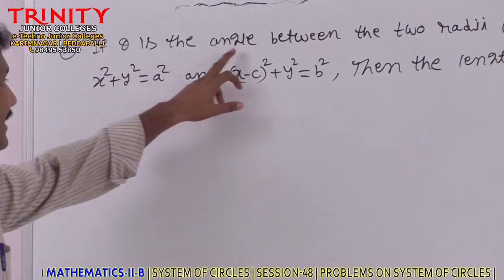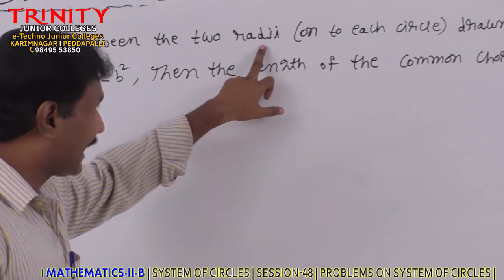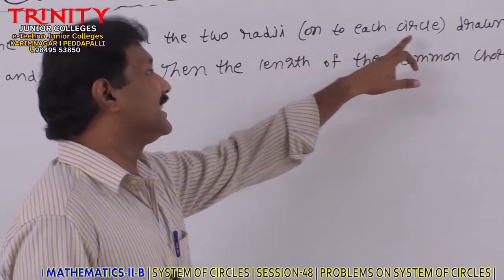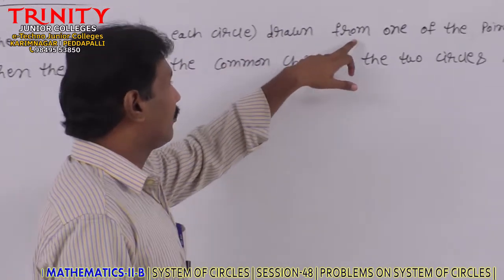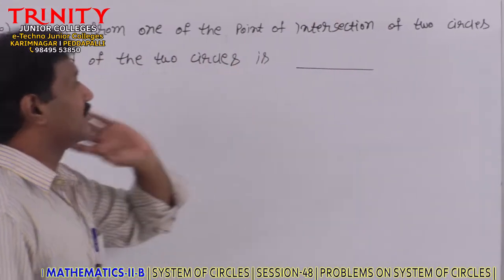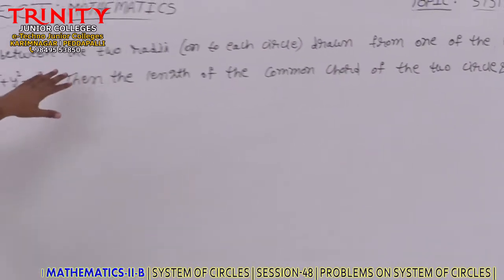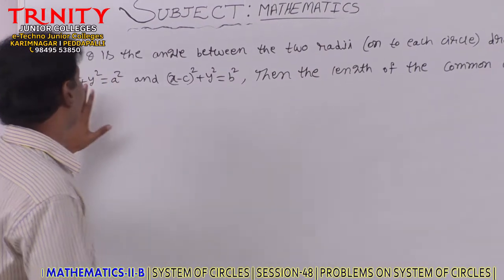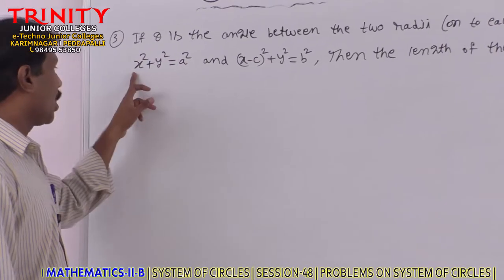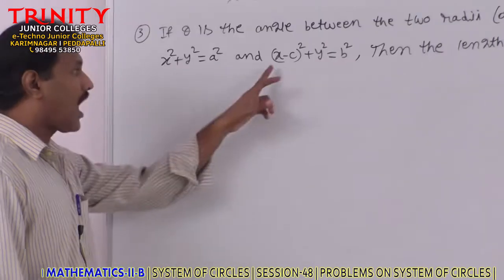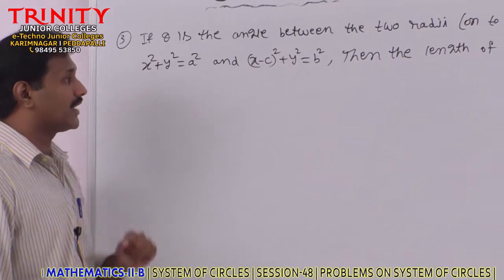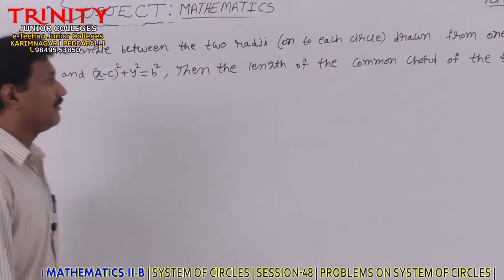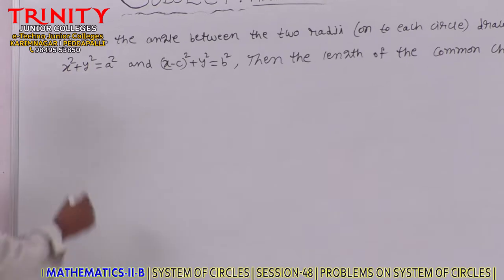If theta is the angle between the two radii, one to each circle, drawn from one of the points of intersection of the two circles. Which circles? One circle is x square plus y square equal to a square, and the other circle is (x minus c) whole square plus y square equal to b square. Then the length of the common chord of the two circles is, we need the length of the common chord of the two circles. Solution.